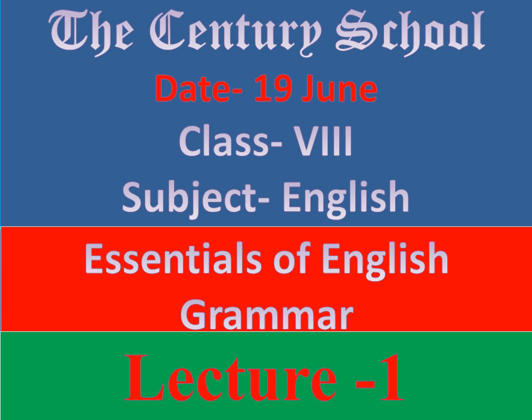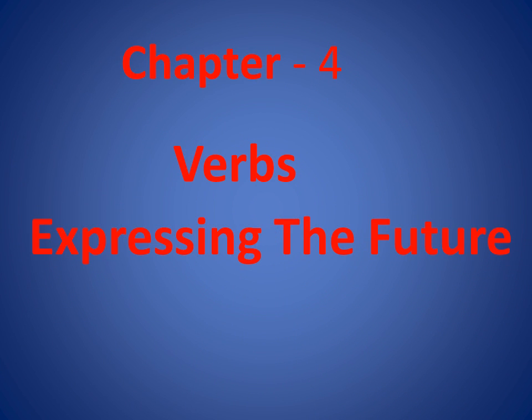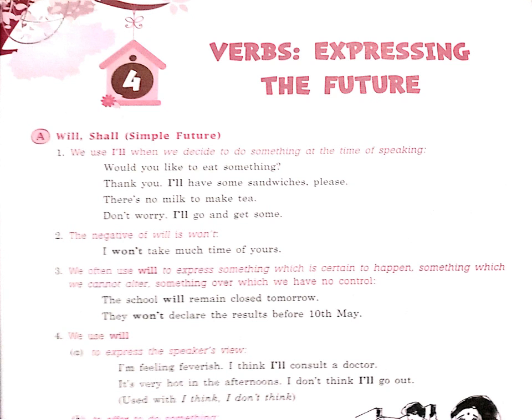The information of the lecture is: date 19 June, class 8th, subject English, essentials of English grammar. Lecture number 1 it is, children, and we are going to read chapter number 4, verbs expressing the future. Verbs expressing the future, children. Let's just read will, shall, simple future.